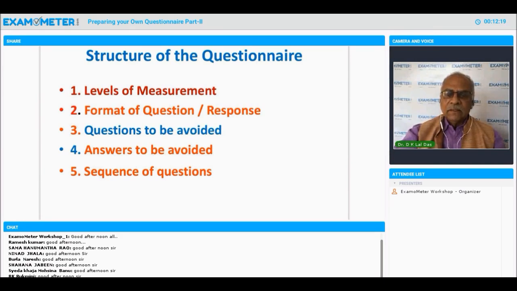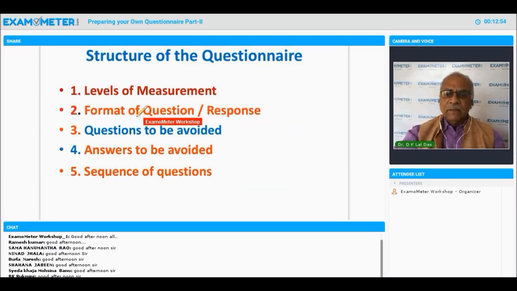That is, it could be a criteria of accepting or rejecting a particular question. Means, when you select a question, just wait and ask yourself what kind of data it will produce, which level of measurement I'm going to get. Nominal, ordinal, interval, or ratio.